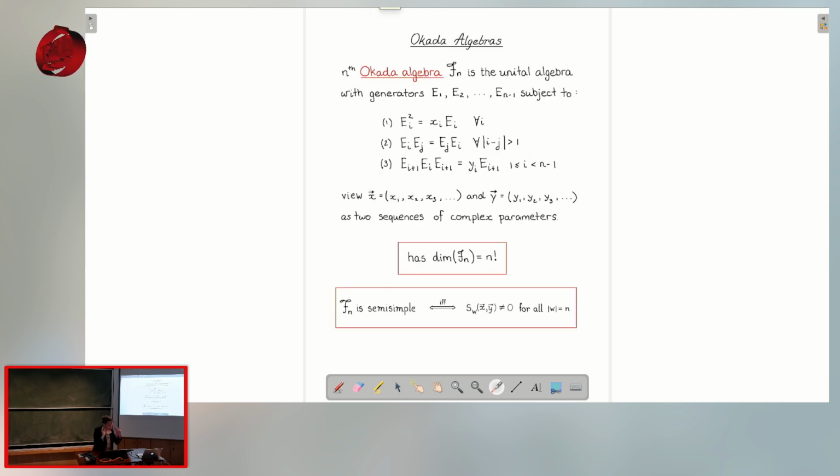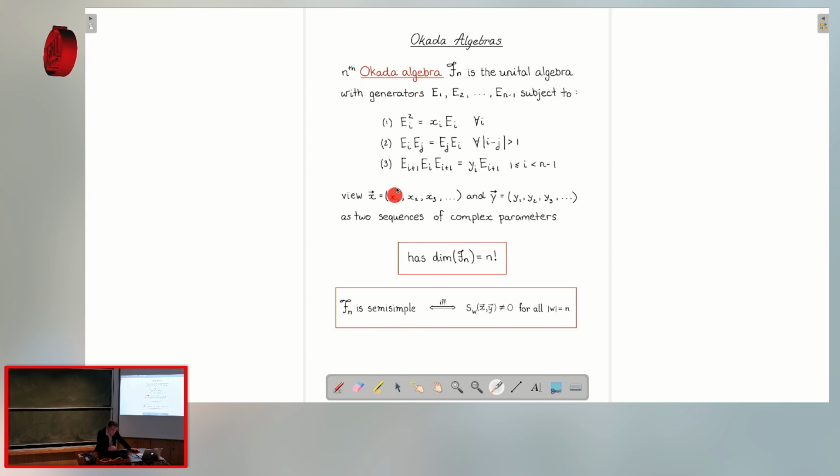Maybe a quick word about these algebras. These Okada algebras, Fn, are unital associative algebras. They have a kind of Coxeter-like presentation. Fn has n-1 generators, and instead of being generated by involutions like the symmetric group, they're generated by a kind of quasi-idempotence: e_i squared is e_i, but with this parameter xi showing up.